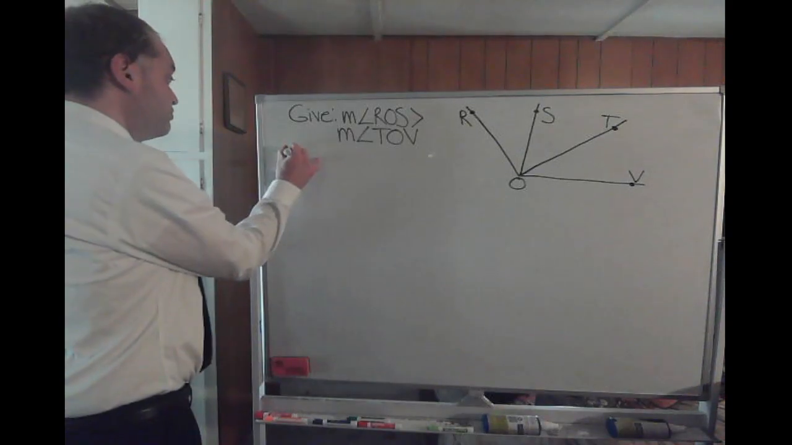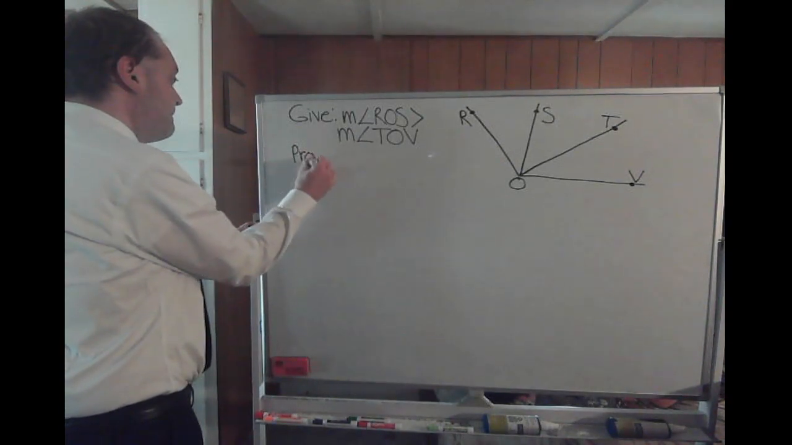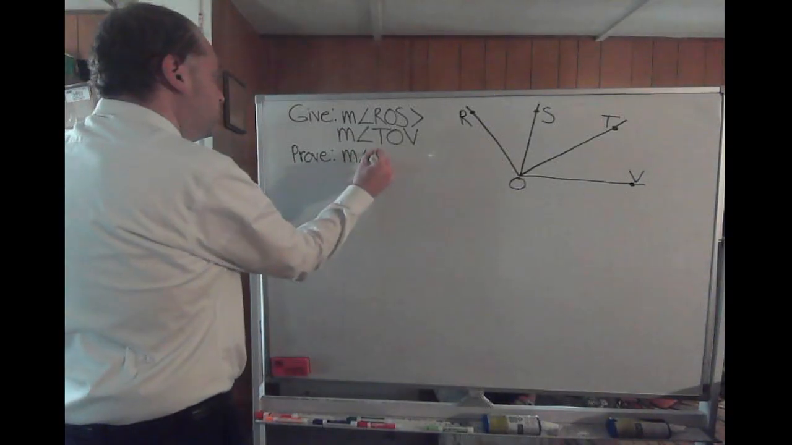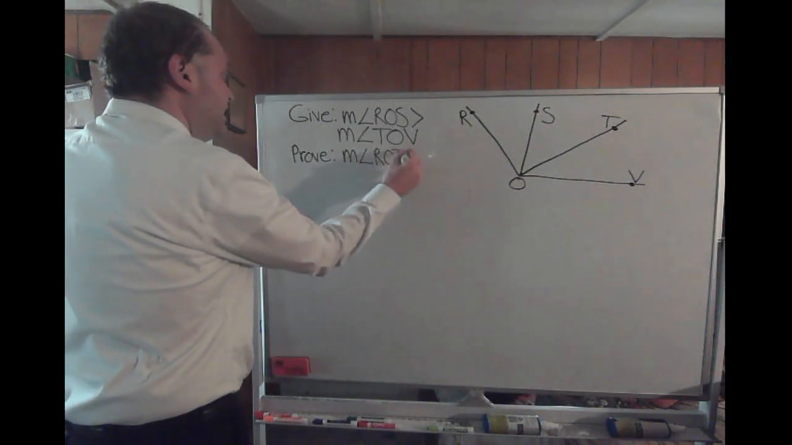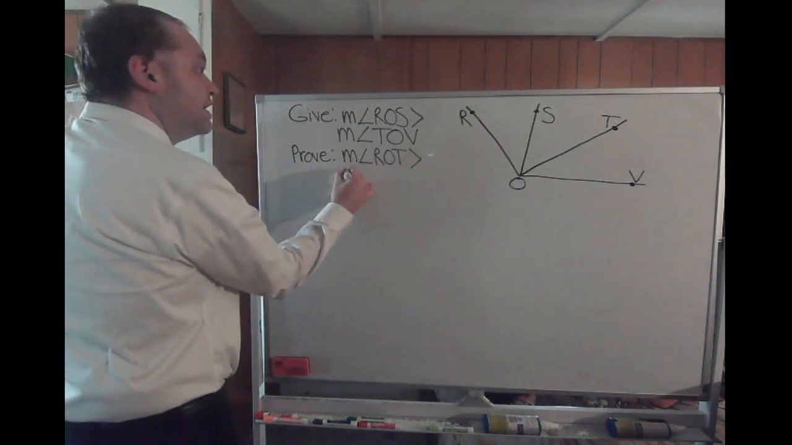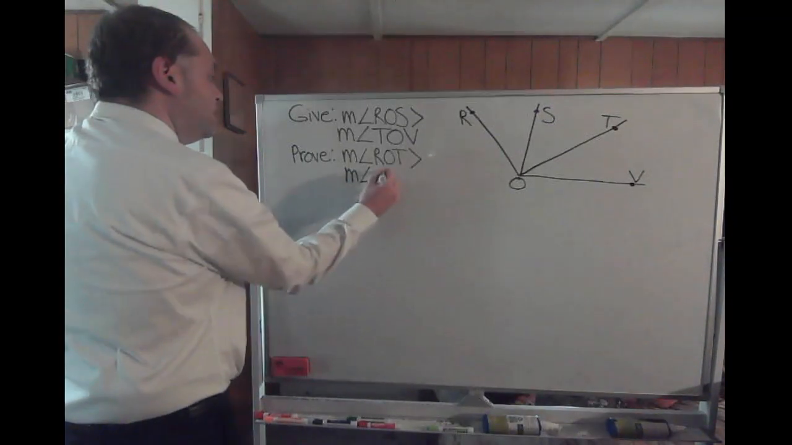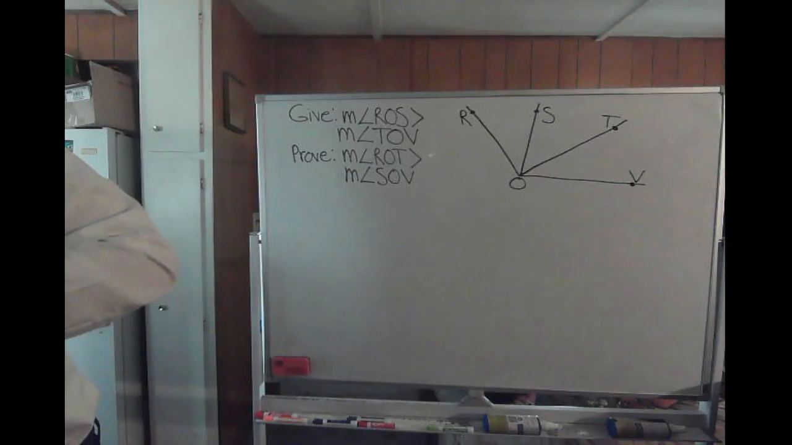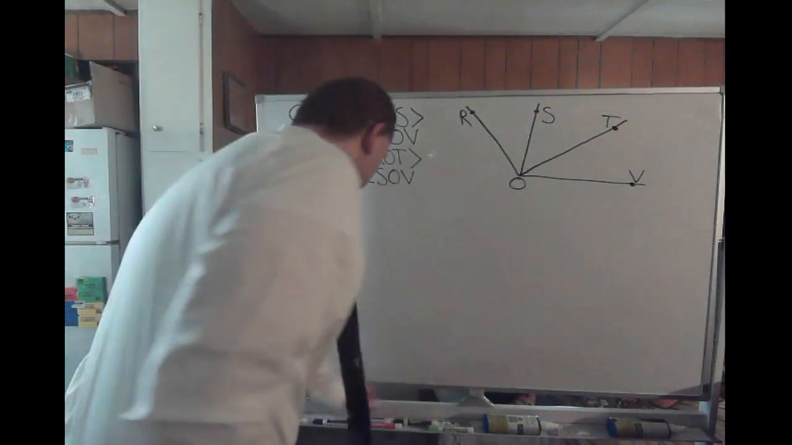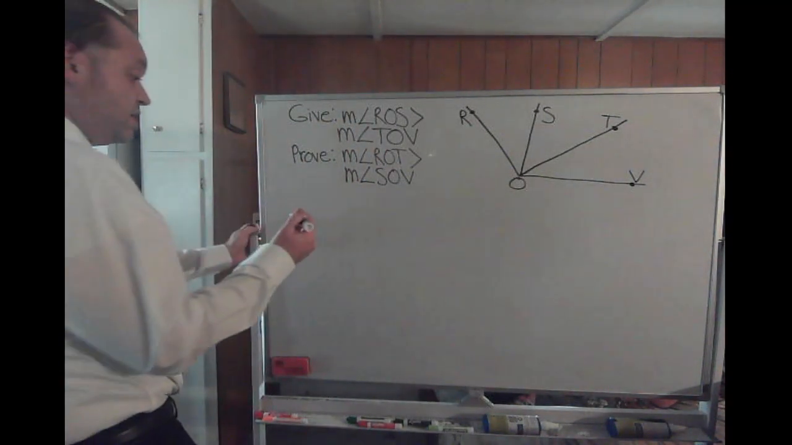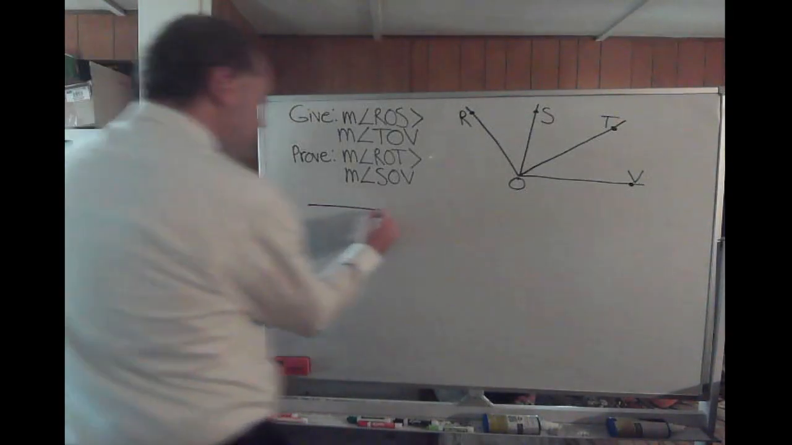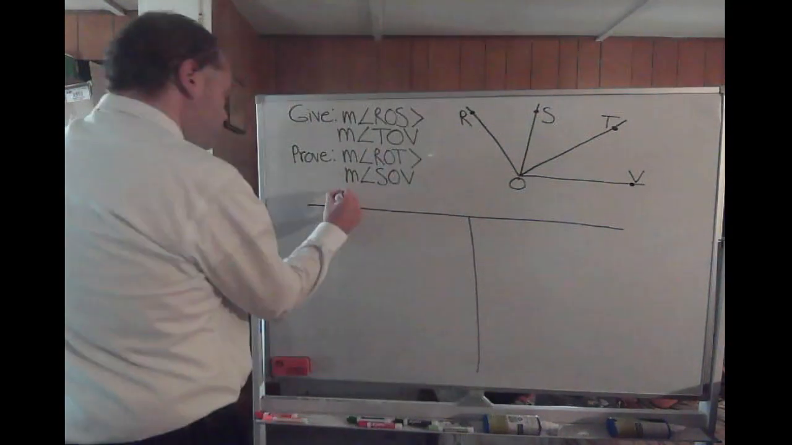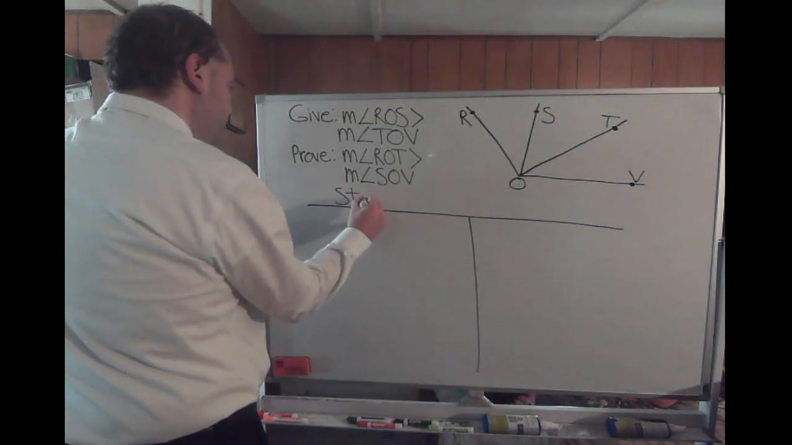What we have to prove is that the measure of angle ROT is greater than the measure of angle SOV. Okay, so we're going to draw our 2 columns again, with some statements and reasons.